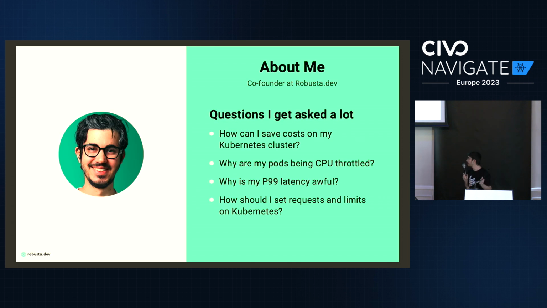So just a little bit about me and why I'm here doing this talk and not someone else. I'm the co-founder of Robusta. We take the data that's already in your Prometheus and we build a full observability platform for Kubernetes on top of that existing data. And we get a lot of questions from our customers and from our open source users about saving cost on Kubernetes, why pods are suddenly CPU throttled, why there are issues with P99 latency, and how you should set requests and limits. So we've had to really dive into this topic a whole lot.